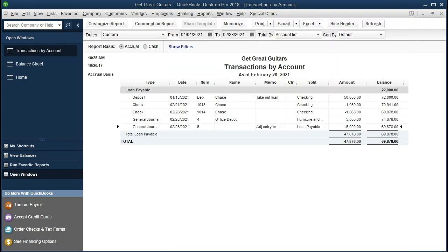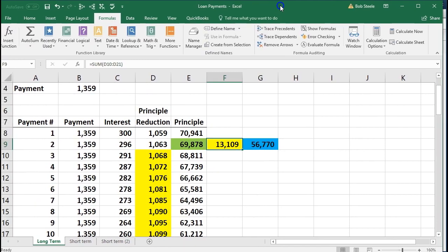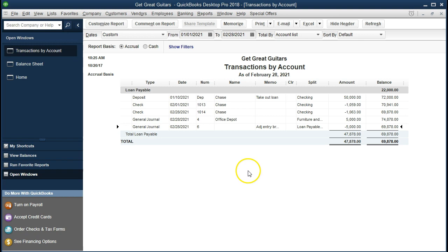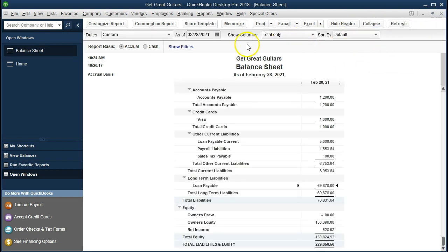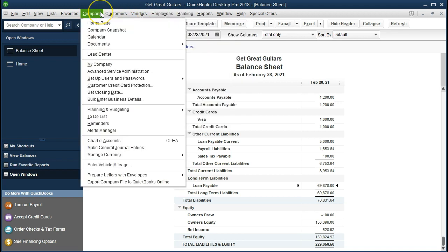So let's go back to, well, I'll keep this here. Let's go back to QuickBooks and make that adjusting entry. Now, in order to do that, let's close this back out and go back to the balance sheet. So the balance sheet is currently open. Typically, the normal way to do that is to go to company and go to adjusting journal entries, make adjusting journal entries.